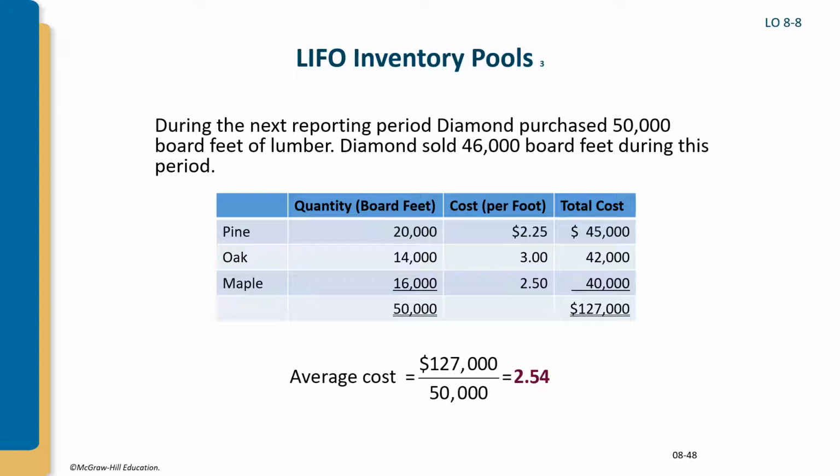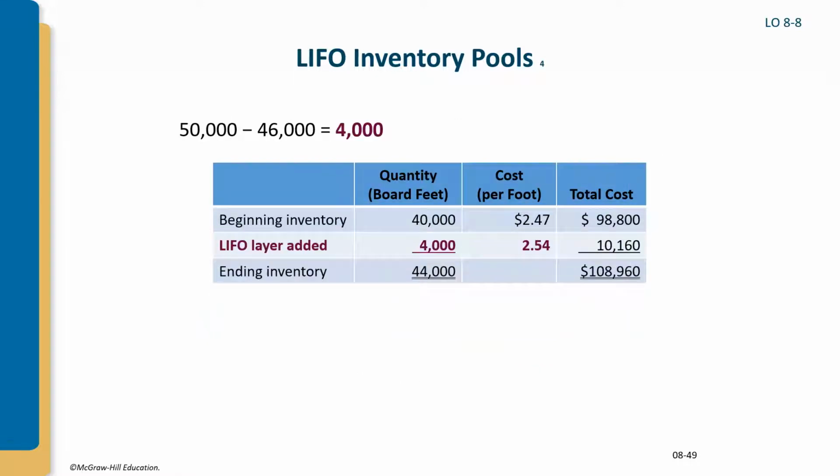During the next reporting period, they purchased 50,000 board feet of lumber. Diamond sold 46,000 board feet during this period. Now their new average cost for these purchases is $2.54, because that's what they're showing you. Now watch what happens. What did they sell? They have 44,000 board units still left in inventory.